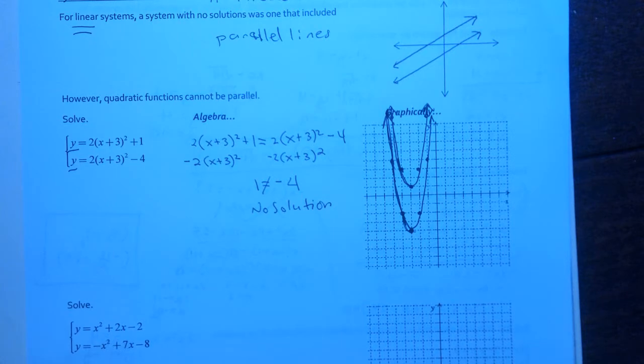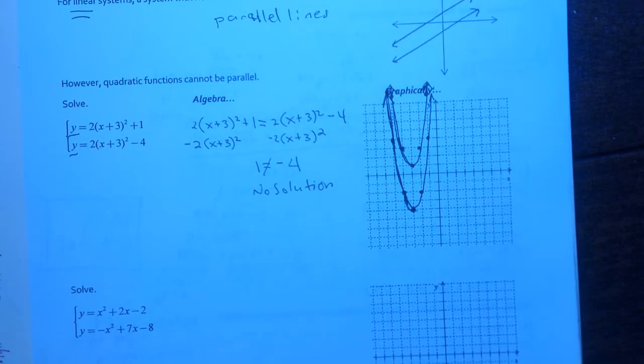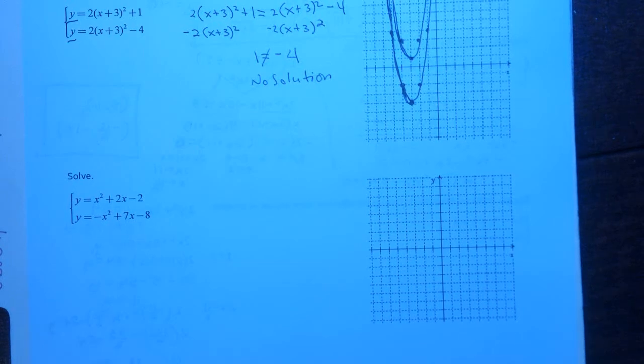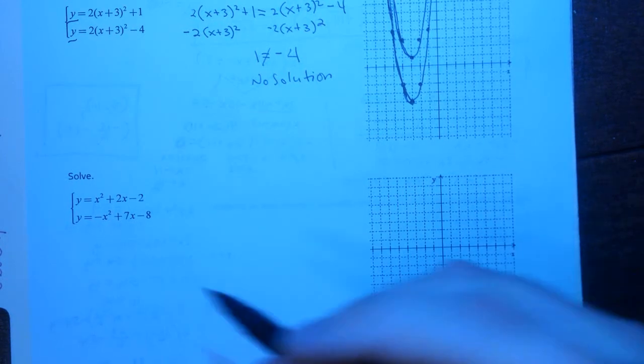All right. So that's one way that I can see algebraically that the system has no solution. Well, what if I don't give you something that's this neat? What if I give you two equations, both in standard form? So let's take a look.